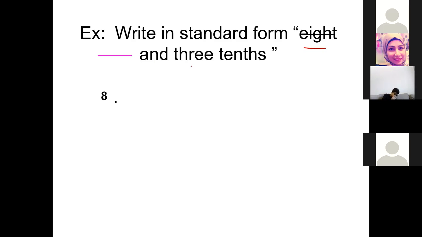Then the 3 tenths. Tenths, I can't write 10. Tenths means how many digits do we have in the decimal part? 1. One digit. Which digit? It's 3. So it's 8.3. Okay.